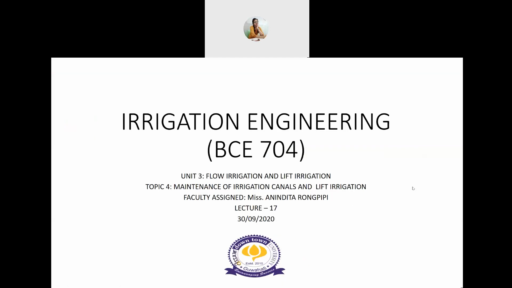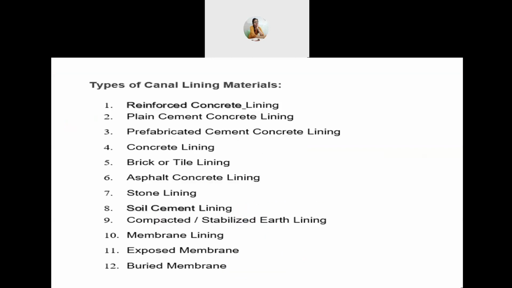Good morning, students. Today we'll continue again with unit number 3, which is for irrigation and lift irrigation. Topic number 4, maintenance of irrigation canals and lift irrigation. In continuation with our previous lecture, this topic we'll start now is types of canal lining materials.